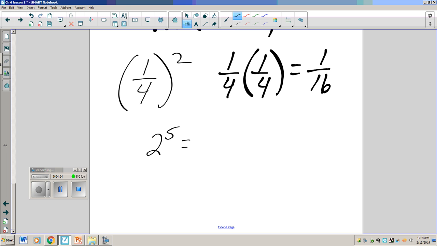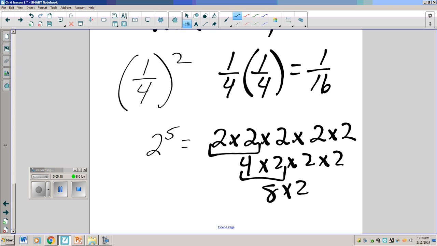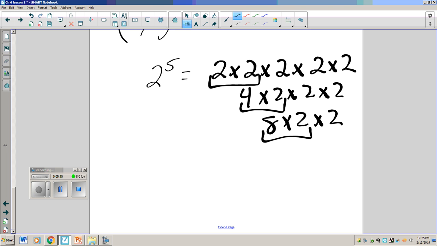And the last one, 2 to the 5th. You're going to need 5 2s. 1, 2, 3, 4, 5. Now we need to find the value. You just multiply them all together. That'd be 4 times 2 times 2 times 2. 8 times 2 times 2. Gets big fast. 16 times 2. And then the answer is 32.